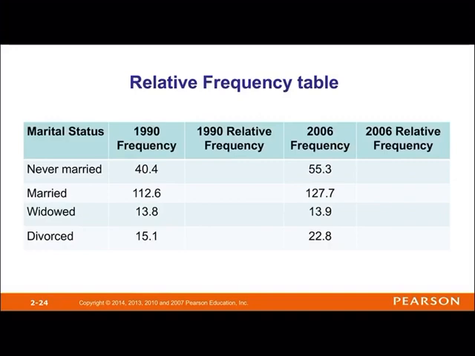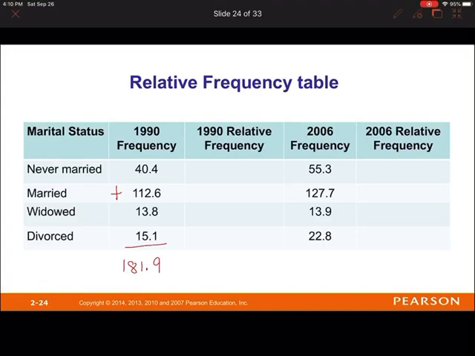So again, to find the relative frequency, you're taking the frequency and dividing it by the sum of the total frequencies. So the first thing I'm going to do is add straight down the 1990 column and figure out what I get. When you do that, you should end up with an answer of 181.9.